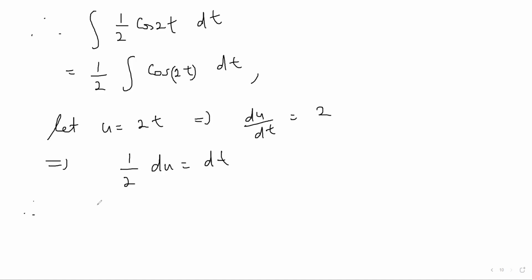And you go ahead and you substitute. So you're going to say, therefore, the integral of cos 2t with respect to t is equal to the integral of the following.